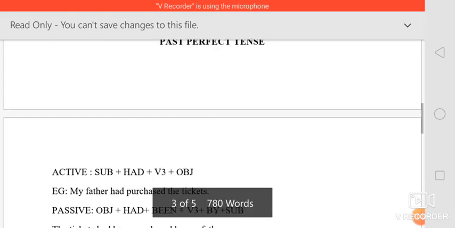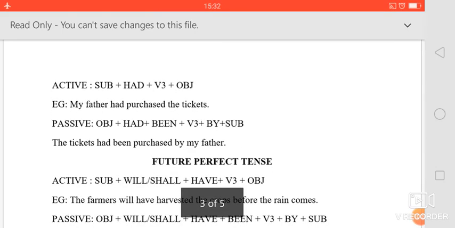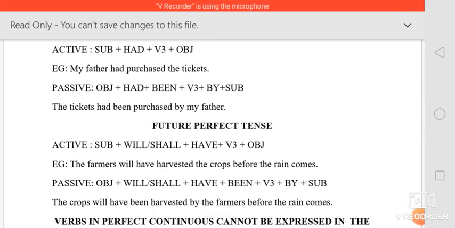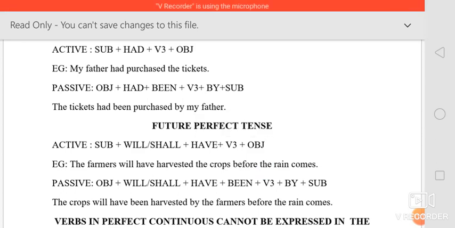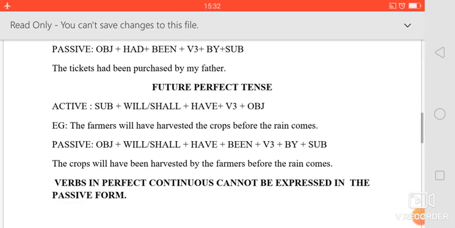Moving on to the next tense, past perfect tense. Let's see the past perfect tense now. Look at the active form of past perfect tense: the subject came first, after that had, then V3, then object, right. So how can we say that: my father had purchased the tickets. Now the passive form of that is object first, then had, then been plus V3 plus by plus subject. So we can change that to: the tickets had been purchased by my father.